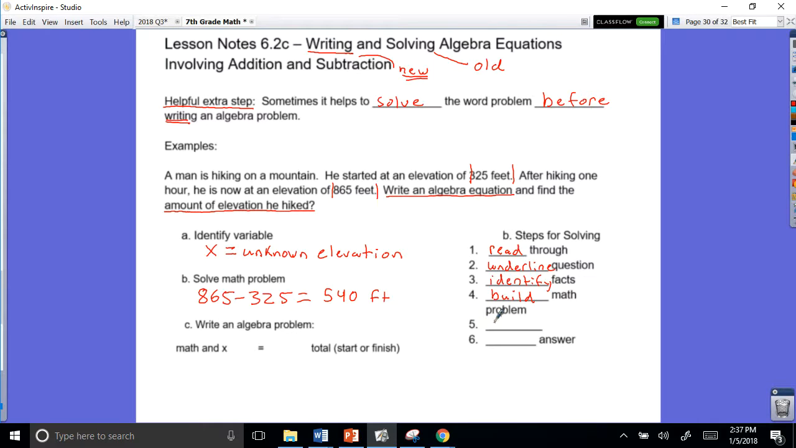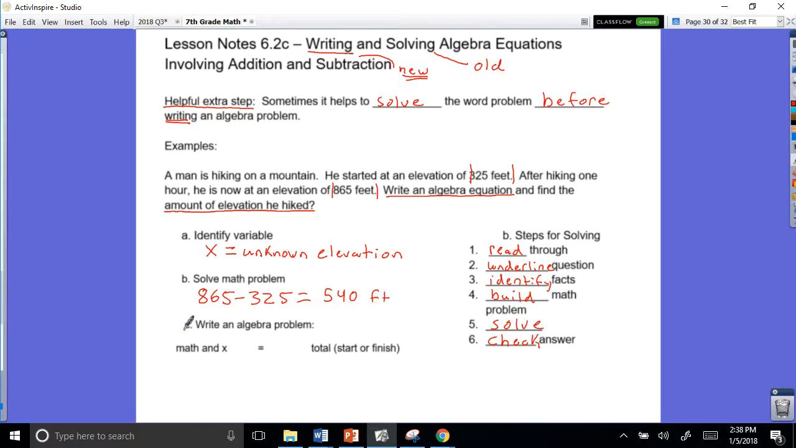We just did step number 5, we solved. And step number 6 is to check your answer, make sure it makes sense to you. It looks like it does. We had to subtract those two. That's the only way to get our answer. We got our answer here, so we are good to go.